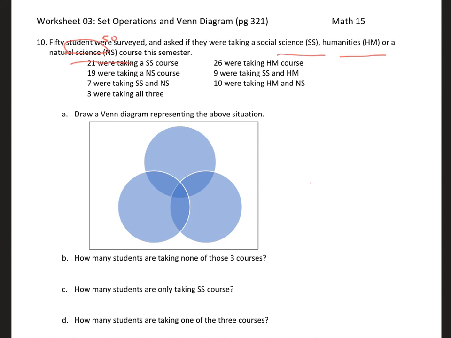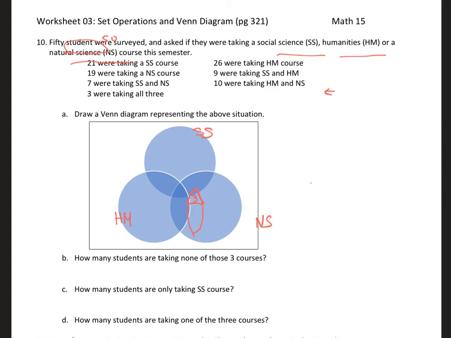I think it's easiest, and this is a hint, if you work from the very inside, the intersection part, this part. This is where all 3 are intersecting. That means people are taking all 3 classes. So the last information says 3 were taking all 3. So yeah, that's 3. So let's say this is social science, humanities, and then natural science. Right, and then let's look at the next information here. 10 were taking humanities and natural science. So 10 are included in here.